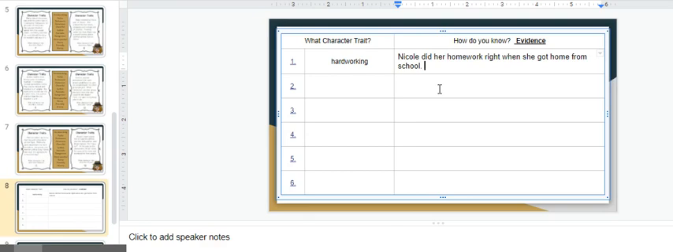So it didn't say that Nicole came home and went outside and played and then did some video games and then watched TV. And then at the end of the day, she decided to rush through her homework. No, it said she did her homework immediately, right? Right when she got home from school, she did her homework.